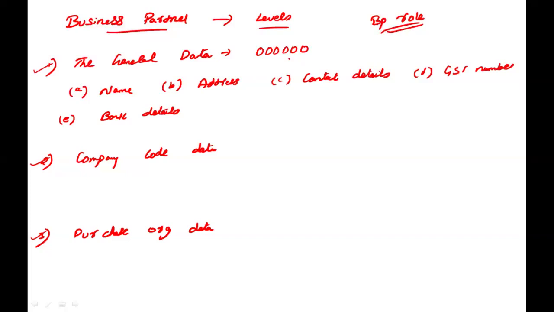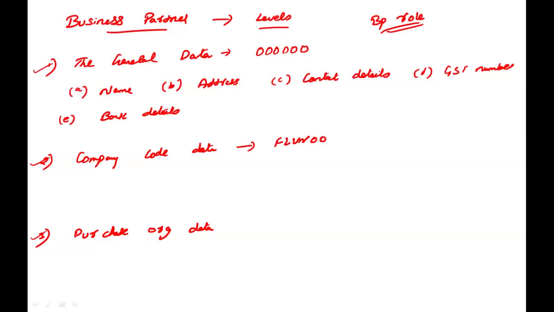Whenever the BP role has 6 zeros, that is almost a default value which is selected. Whenever you open a business partner transaction, the 6 zeros will be the default value. So whenever you see the 6 zeros, you need to keep in your mind that you are in the general data.